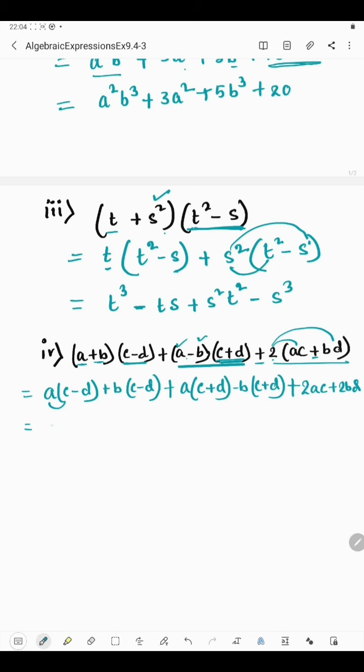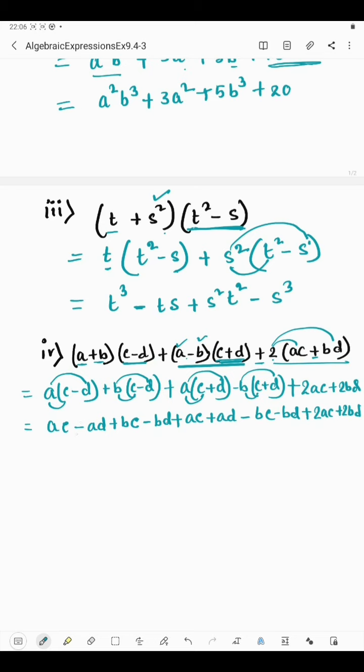Now A into C, AC, minus A into D, AD, plus B into C, BC, minus B into D, BD, plus A into C, AC, plus A into D, AD, minus B into C, BC, and minus B into D is minus BD. Then we have plus 2AC plus 2BD.